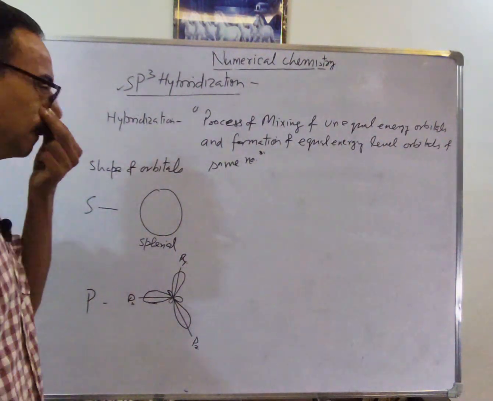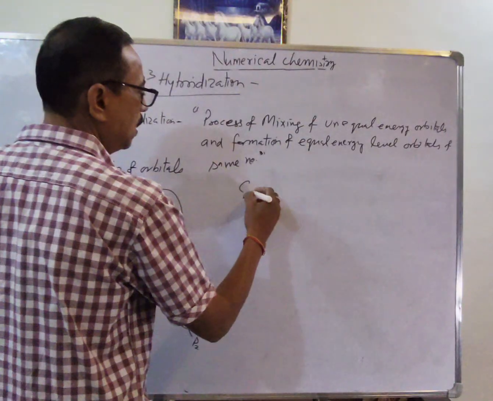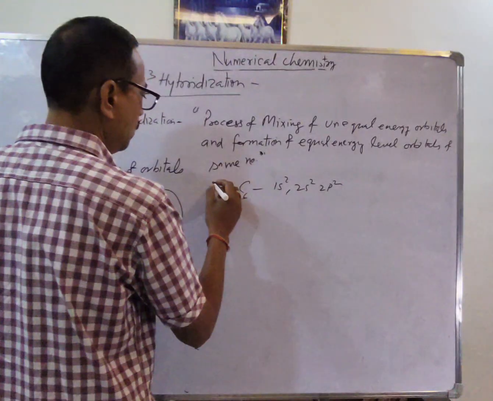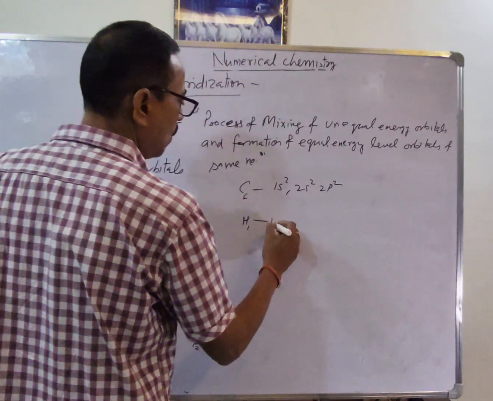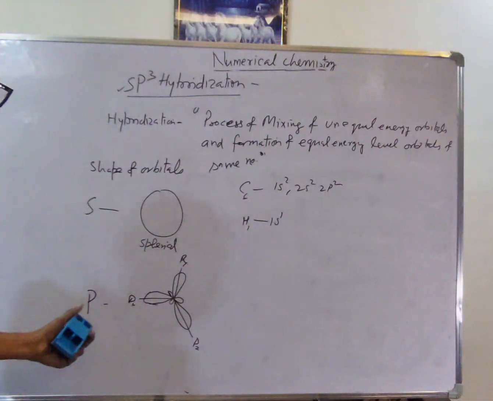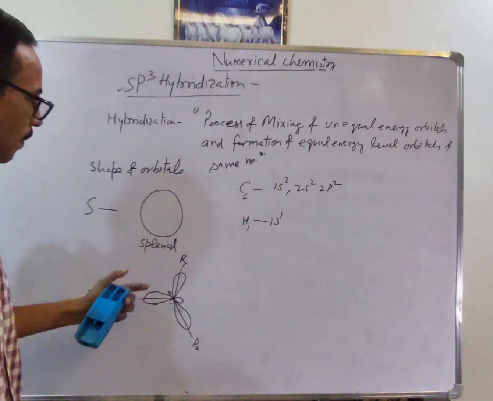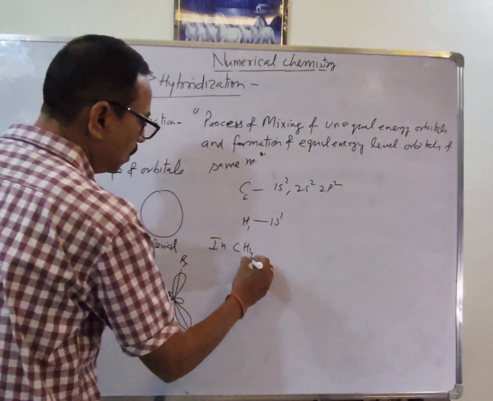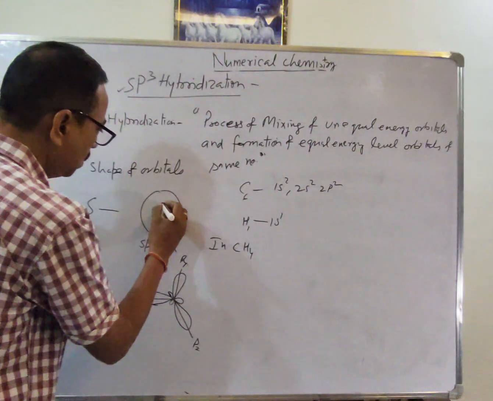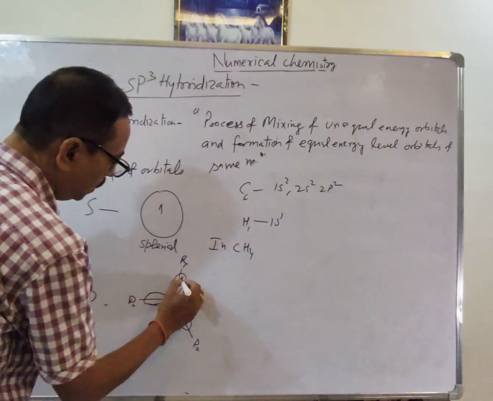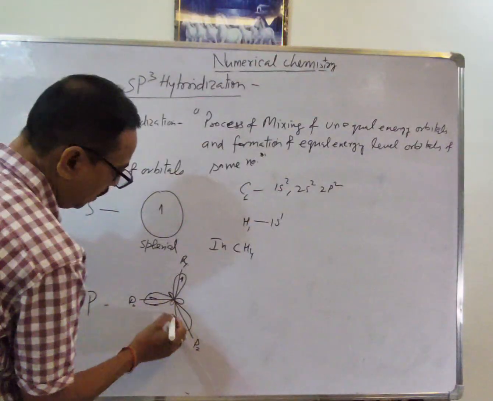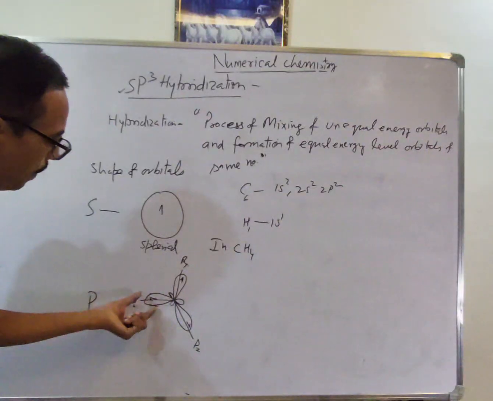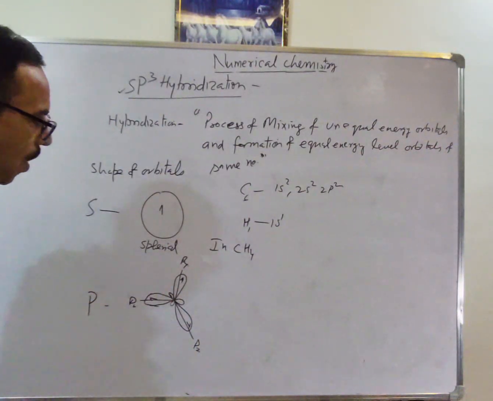Now how is the bond formed? As you know, carbon with atomic number 6 has 1s2, 2s2, 2p2, and hydrogen is 1s1. So in the case of methane, what happened? In CH4, this single unpaired electron on the positive side, this spherical orbital with this half px, py and pz form the bond.